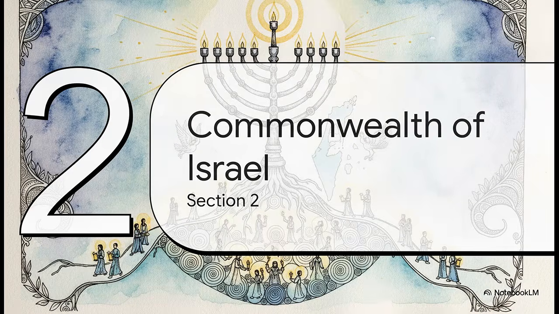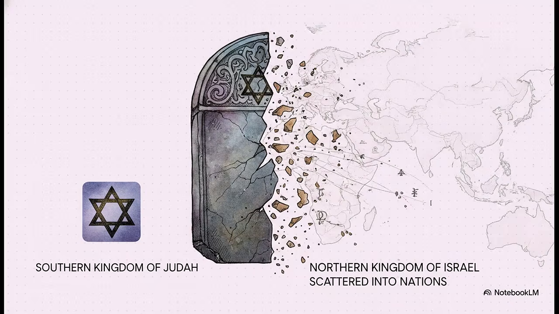Moving on to Section 2, the Commonwealth of Israel. Now we really need to shift our focus to the theological mystery behind this physical return. How does this end gathering function spiritually? And honestly, who exactly is being gathered?